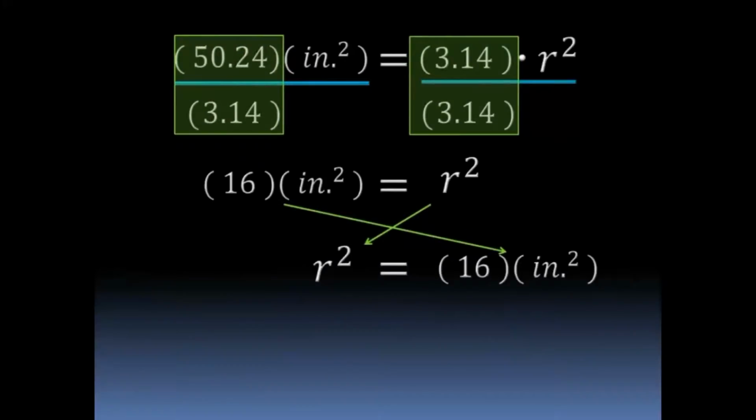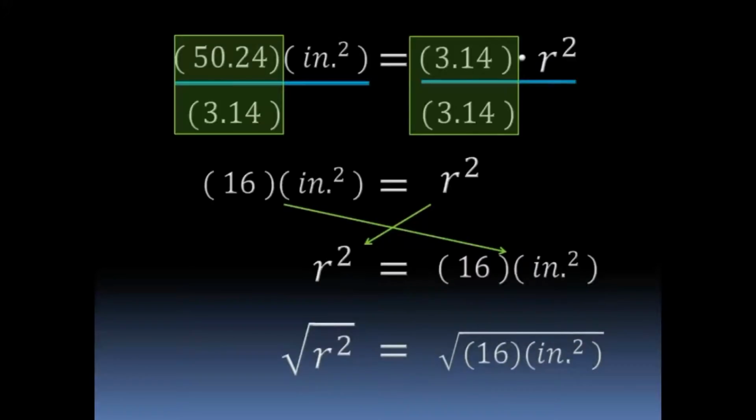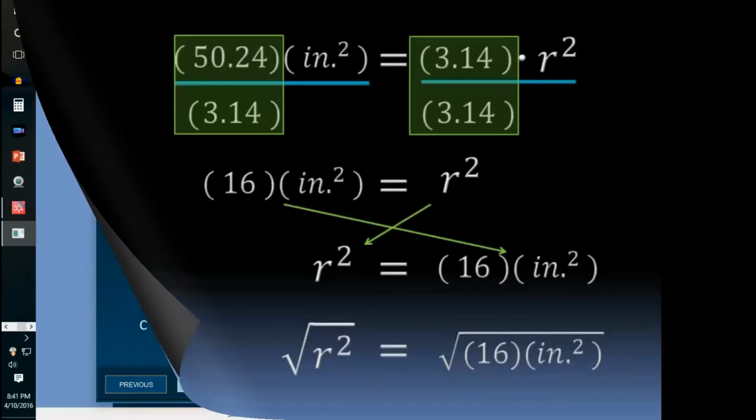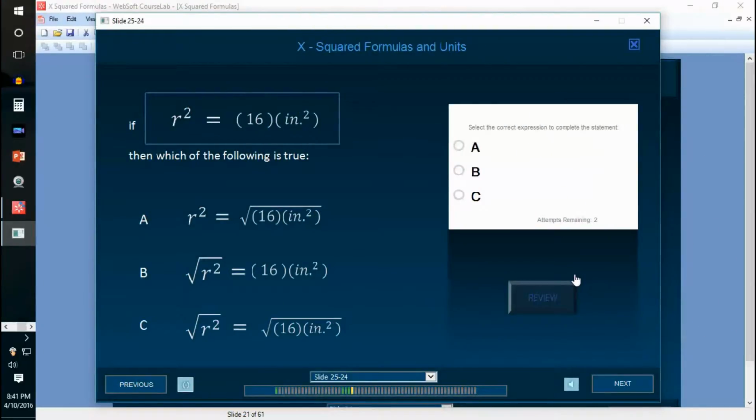Going further with our calculation, we want to talk about r, not r squared. So we will take the square root of the left-hand side of the equation, and we must take the square root of the right-hand side of the equation as well. If r squared equals 16 square inches, then which of the following is true?